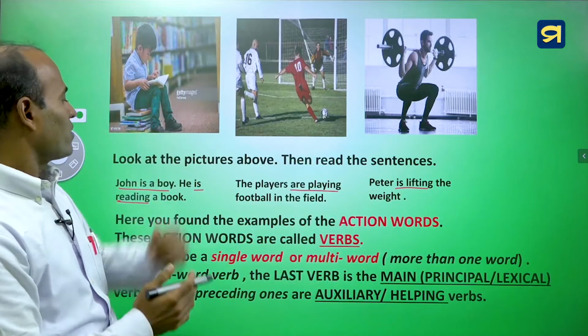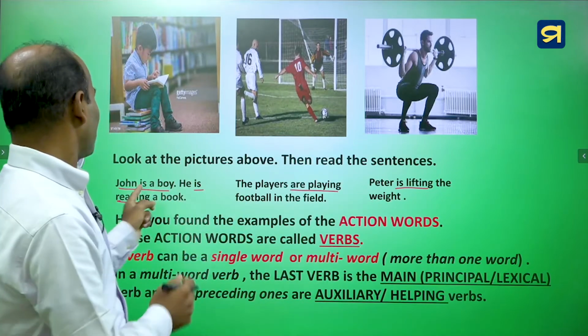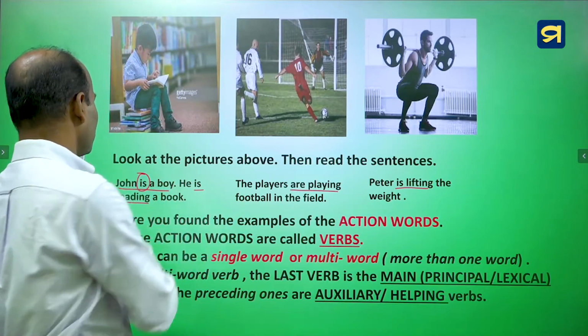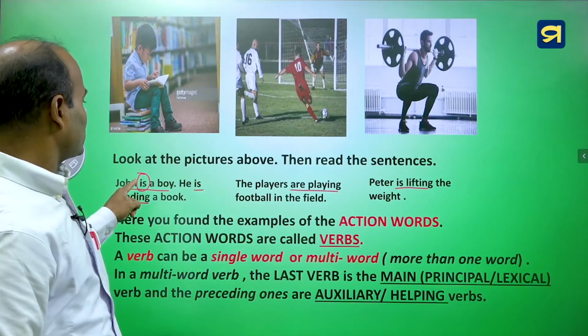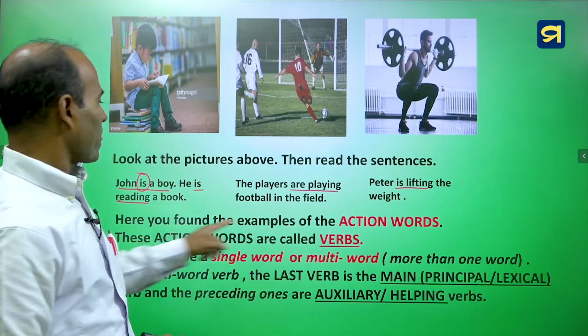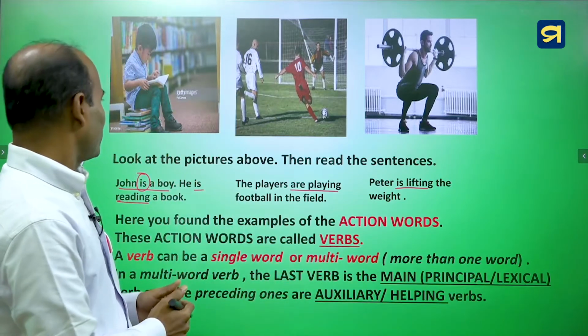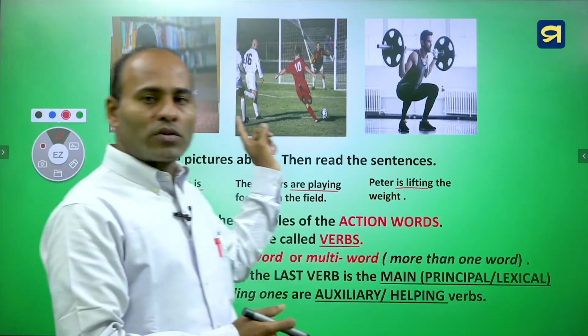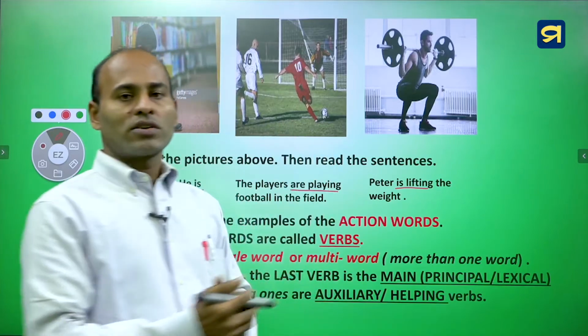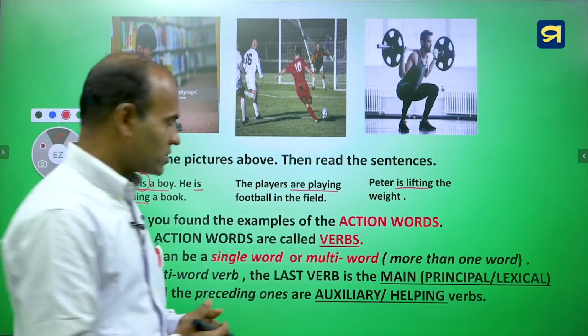So here you have found that the underlined or the encircled words here are examples of action words. And you know it well that these action words are called verbs.